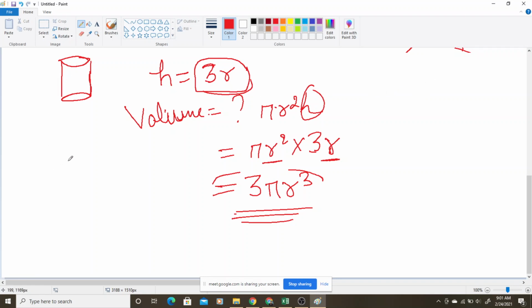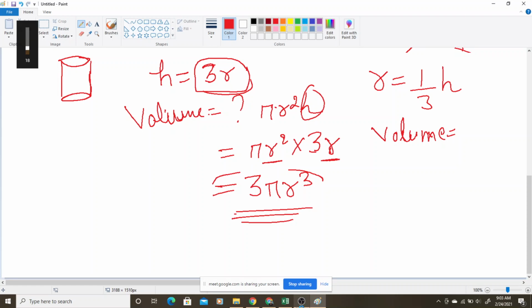Now one more question is there. If we have a cylinder and this time the radius is 1/3 of the height, then what will be its volume? When we are going to find the volume, again we will be using the same formula, that is pi r square h. It is the formula we are having.